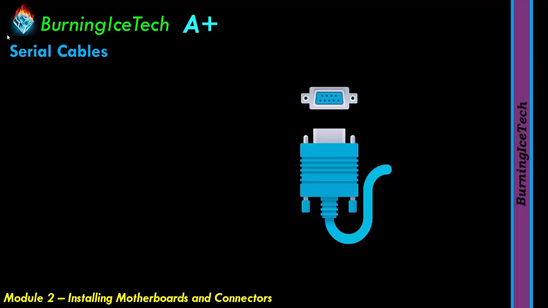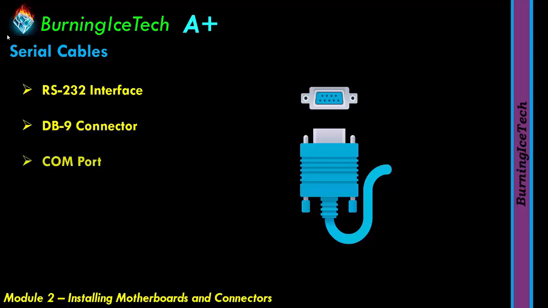But the part of the cable that plugs into your laptop or desktop looks like what we see in front of us. We call that a serial interface, a COM port. It's called an RS232 interface. It's also called a DB9 connector. It's also called a COM port. It's also called a serial interface or a serial port. It's got so many names, guys. It's enough to make you nauseous.